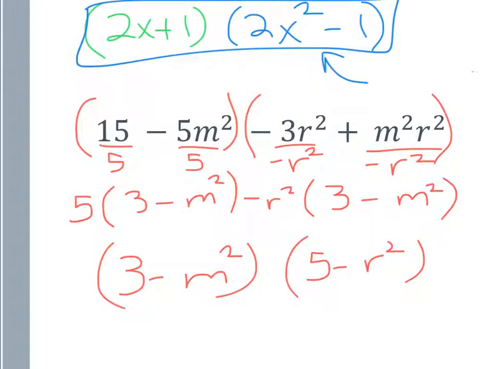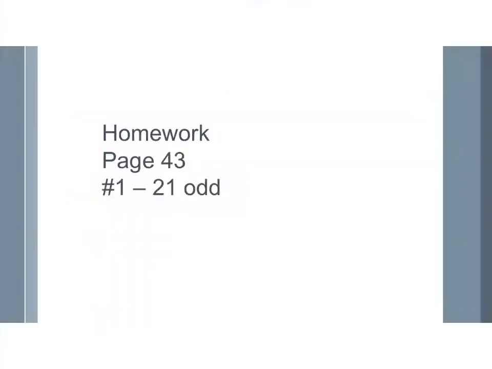So that is factoring with the GCF and factor by grouping. Tomorrow again will be the difference of two squares and the sum and difference of cubes. So your homework is page 43, and it's 1 through 21 odd. Any questions? All right, excellent.